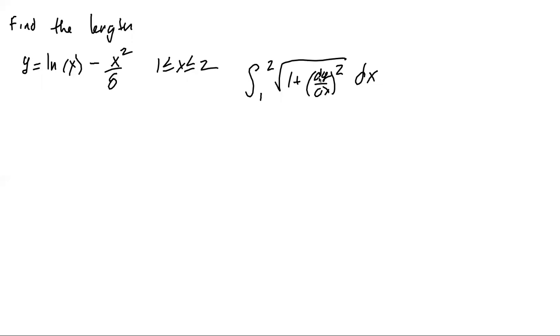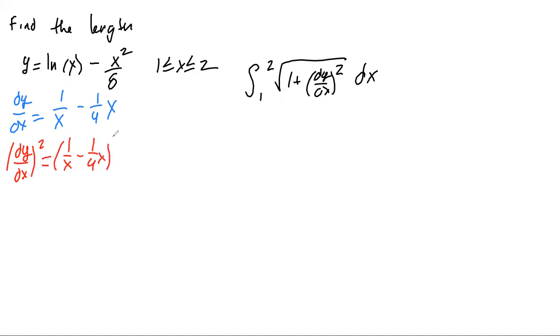First thing we want to do is take the derivative of this function. So dy dx: the derivative of the natural log is 1 over x. Bring the 2 down using the power rule, that's going to be 1/4 x. That's the derivative. Now, it's not just the derivative, it's the derivative squared. So dy dx squared is going to be 1 over x minus 1/4 x, squared, which really we think about as foiling itself: 1 over x minus 1/4 x, and 1 over x minus 1/4 x. If we FOIL this out, 1 over x times 1 over x is going to be 1 over x squared.